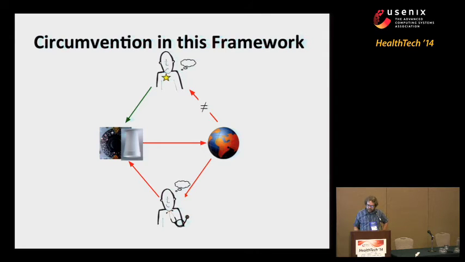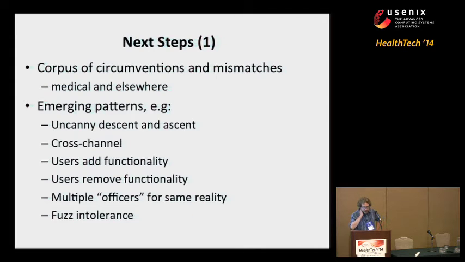We have a lot of patterns and a lot of things coming out of this. So next steps here in the analysis. Corpus, it's fun to say that word, corpus. We have about 300 right now items of circumventions and other kinds of interesting mismatches in a bunch of areas. A lot of emerging patterns, cross-channel, where an officer can do something on one site that completely changes in a negative way the security posture of a completely unrelated site, where there's a clinician who is trying to follow the rules both of the IT officer in her medical installation, as well as the ethics that say she has to share data to get a second opinion.